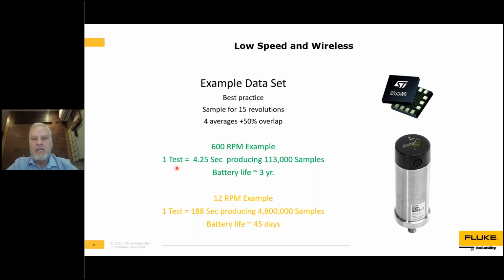And with that, we can give a 3-year battery life if we sample at that rate. A 12 RPM example is going to be, one test is going to take 188 seconds, so several minutes, and it's going to produce almost 5 million samples. And calculation on that gives us a battery life of about 45 days.